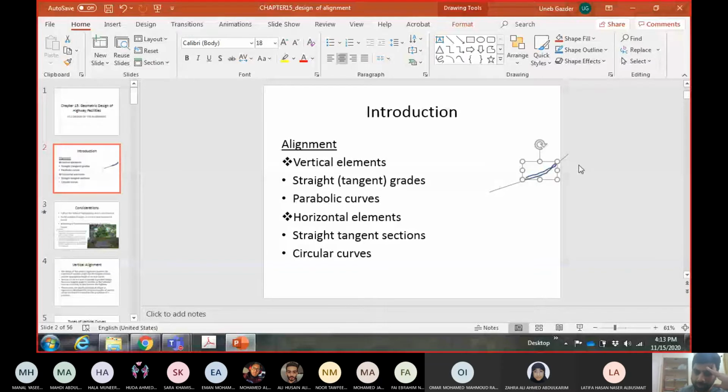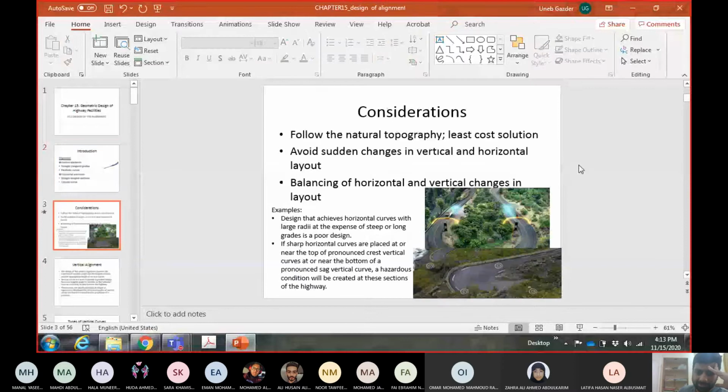Okay. When you're designing the gradients or the tangents, when you're designing the alignment, you have to keep certain points in mind. So these points are as follows. First point is what we have discussed in the previous chapter, as well as in this chapter in the previous slides.